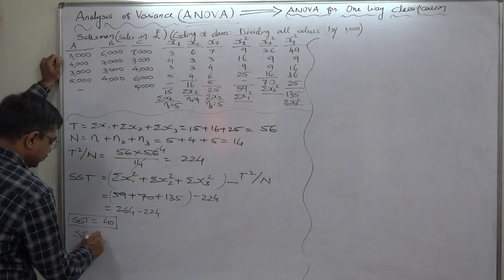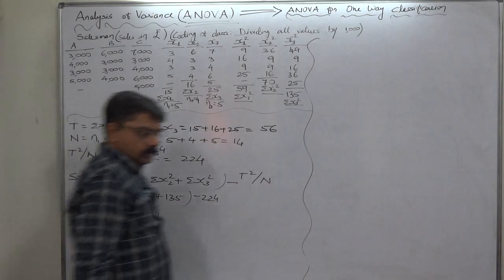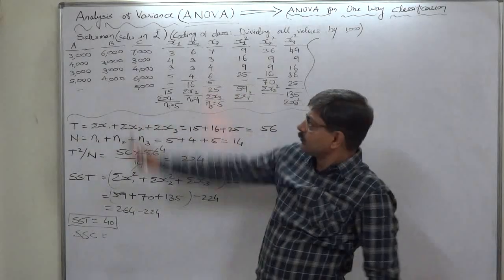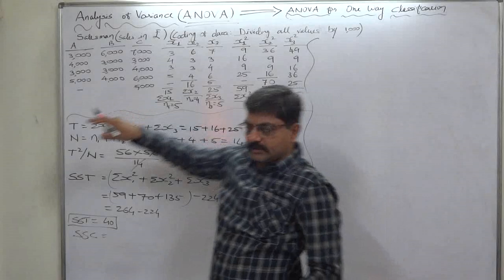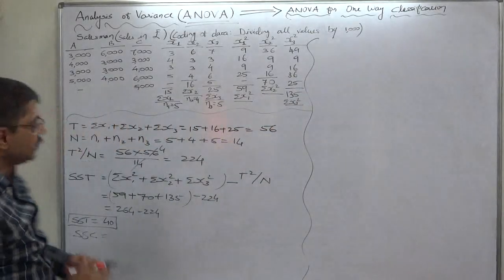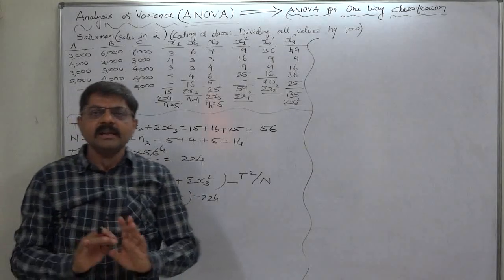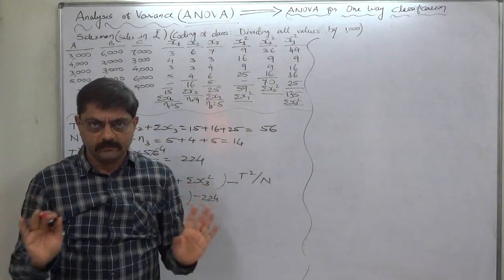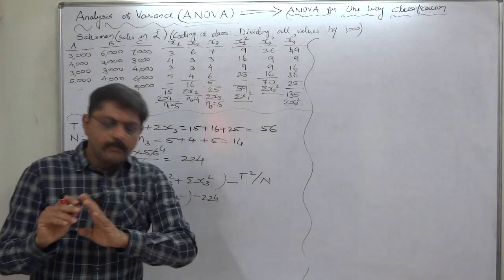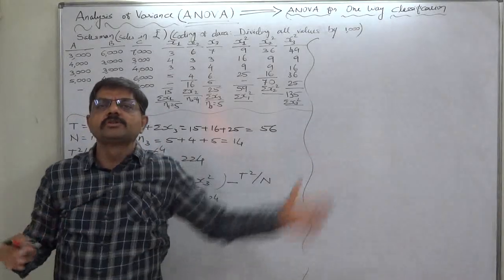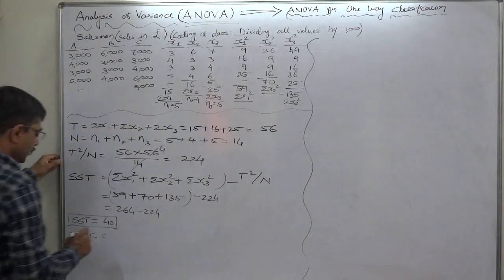Now SSC, sum of squares for columns. Columns means sales efforts, the independent variable. But these are the levels of the independent variable. There is only one independent variable, sales ability of salesmen. The number of salesmen means the number of levels of the independent variable.